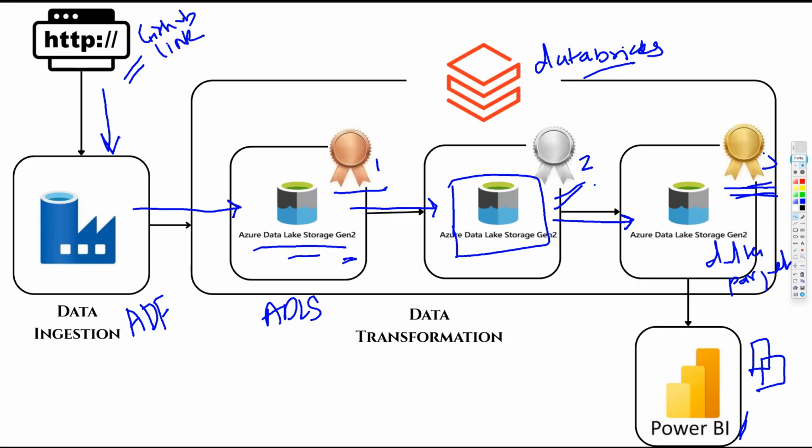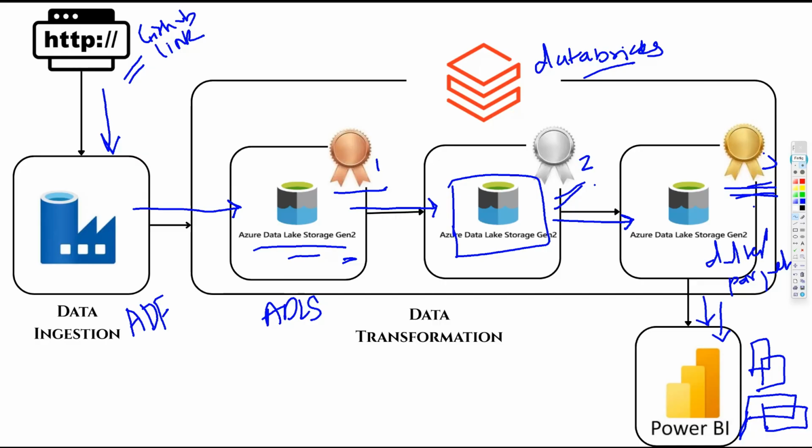Once we have data in the gold layer, we will connect our Databricks to the Power BI service. Once this connection is ready, we will fetch this data from the gold layer, which is in Delta or Parquet format, and pull it into Power BI. Once we have that data in Power BI, we will create dashboards or reports. So this will be our end-to-end ETL pipeline overview.